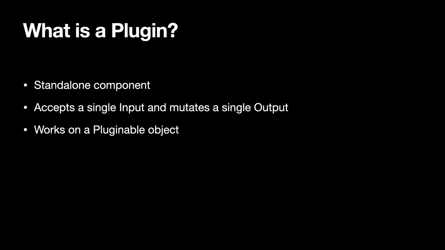It accepts a single input and only mutates a single output. So it can't accept a few different types, and it can't mutate a few different types. It can only take one and mutate one. And it only works on something that is pluginable. So pluginable is something that accepts a plugin, and plugins can only work on that. So you can't just say an integer is pluginable, because it hasn't conformed to that protocol.